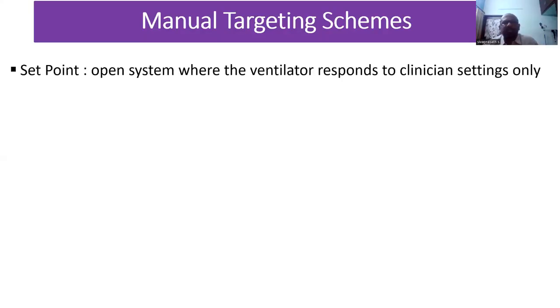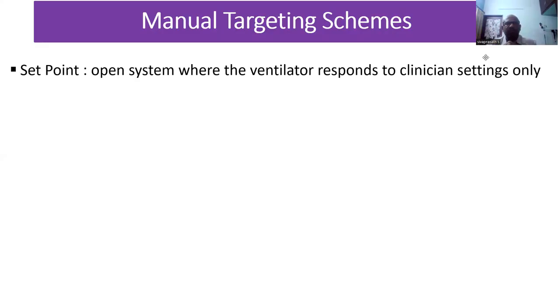Coming to the targeting schemes, there are two types. One is the manual targeting scheme, where you set, and the ventilator obeys your command. The other is called the closed loop system, where you set something, the ventilator looks at the signals obtained from the patient and then changes certain variables. Coming to manual targeting, the basic one is called the set point. It is an open system where the ventilator responds to clinician settings only. Like if you set a volume control ventilation, as in the example I showed, the tidal volume is 500 and the respiratory rate is 12. It means all the breaths will have 500 ml. So that is set point ventilation.